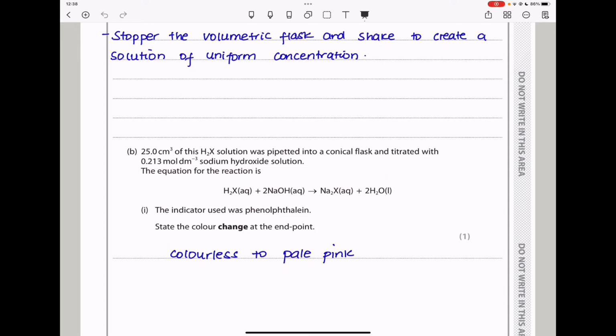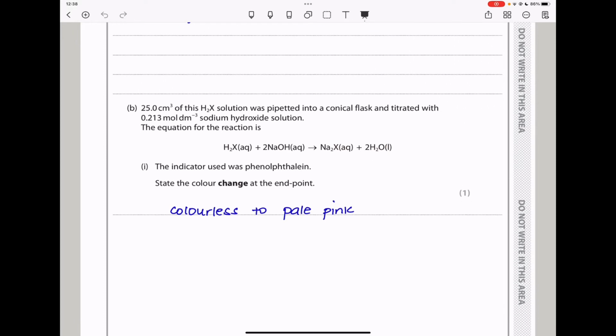Part B says 25 centimeters cubed of this H2X solution was pipetted into a conical flask and titrated with 0.213 mol per decimeter cubed sodium hydroxide solution. The equation for the reaction is as we see here. They say the indicator used was phenolphthalein. State the color change at the end point.